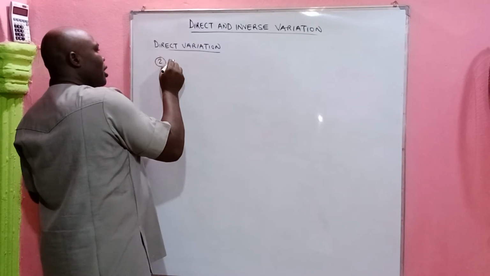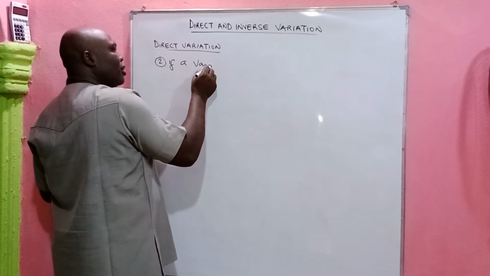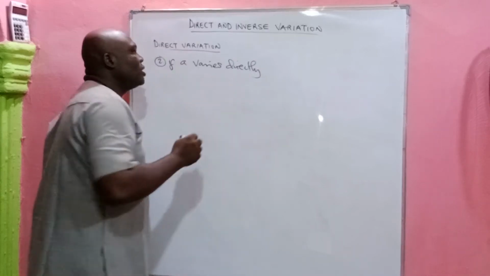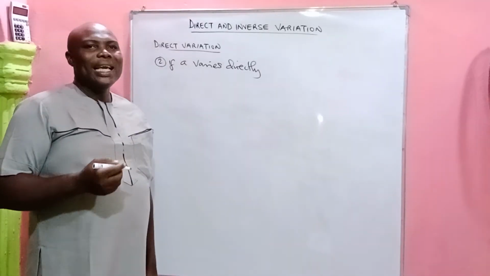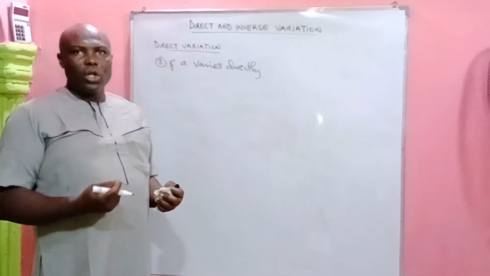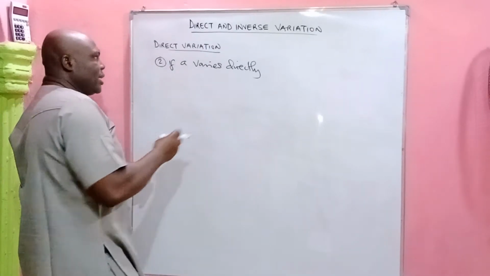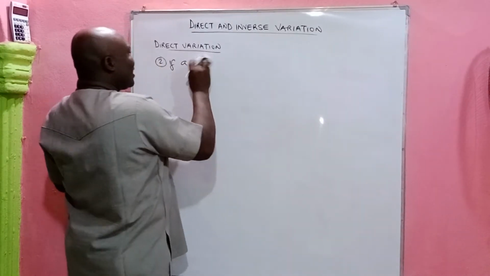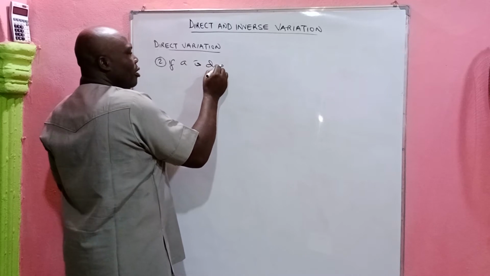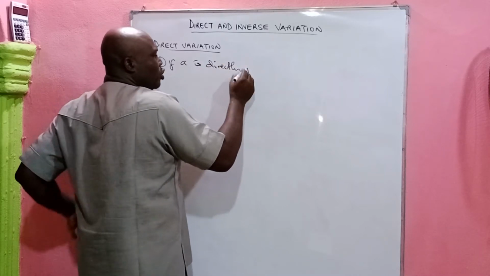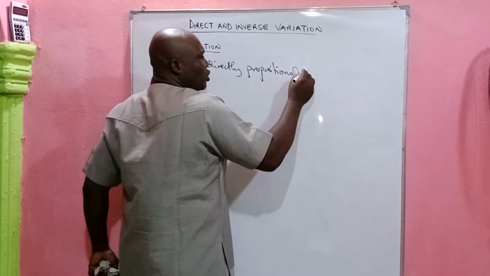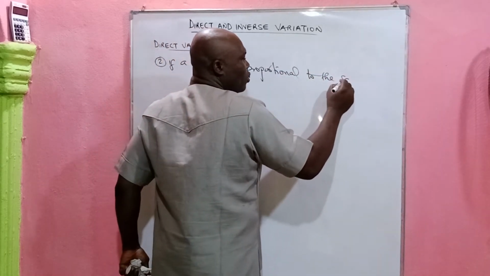Number 2, if A varies directly. Sometimes you may not see vary directly. They will say if A is directly proportional. So anytime you hear direct variation or direct proportionality, it's the same thing. All right, so let's use that term. If A is directly proportional, let's use that word so that we'll know they mean the same thing. Proportional to the square root of B.